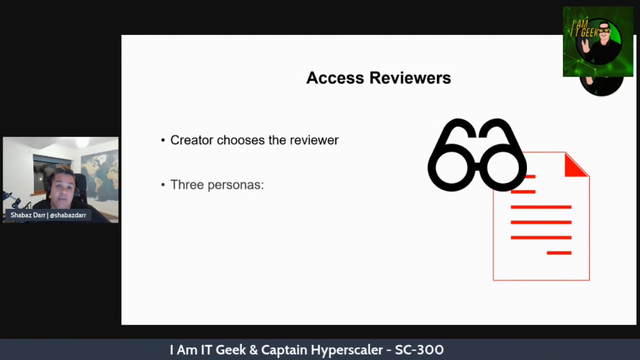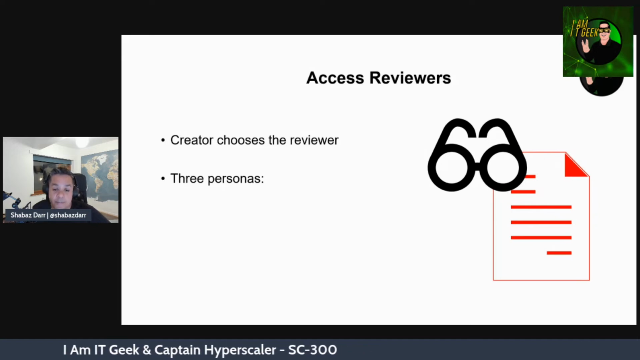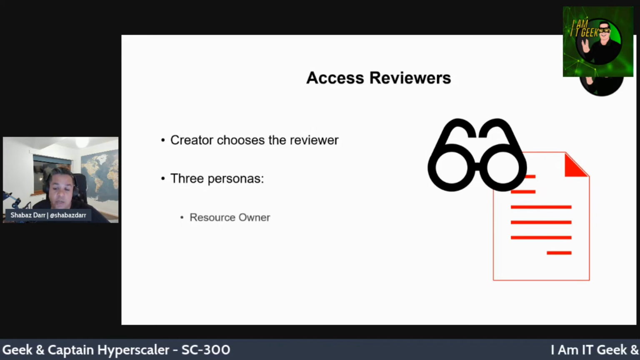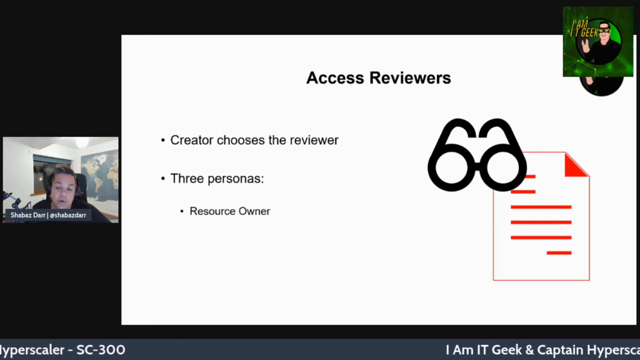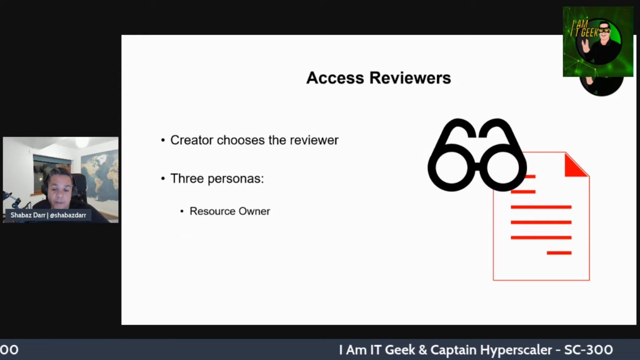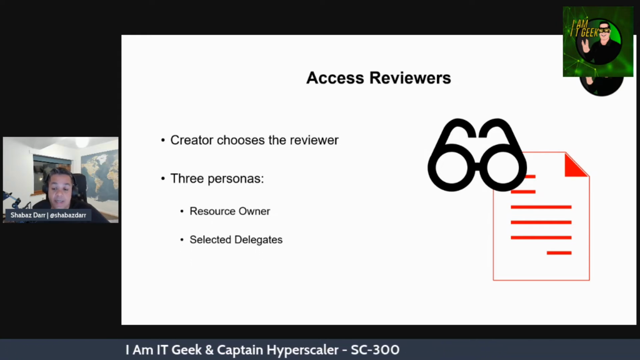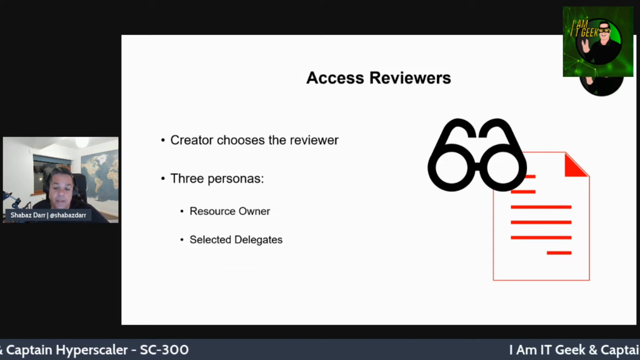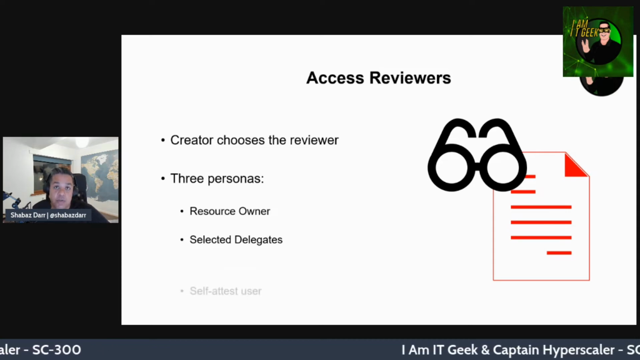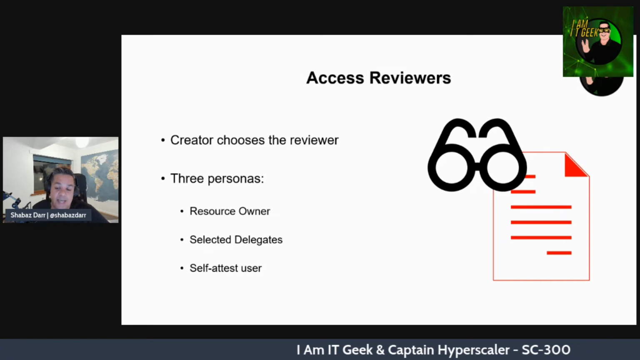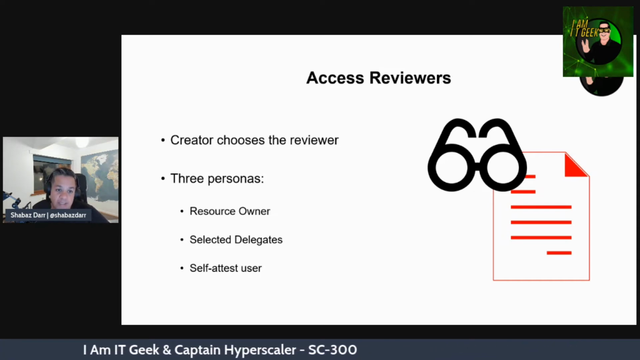Reviewers are represented in three different personas. So we've first got the resource owner, who is essentially the business owner of that resource. Then we have a set of individually selected delegates, and they're selected by the Access Reviews Administrator. Finally, we have the end users who will each self-attest to their need for continued access, so when they try to renew that access.